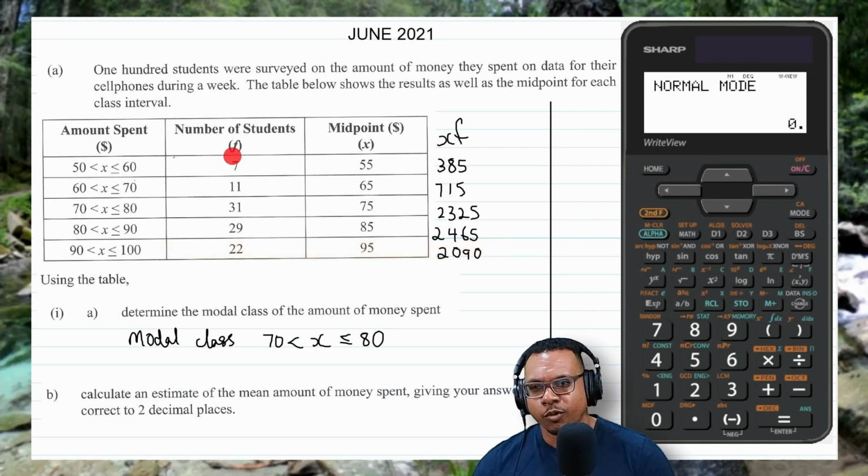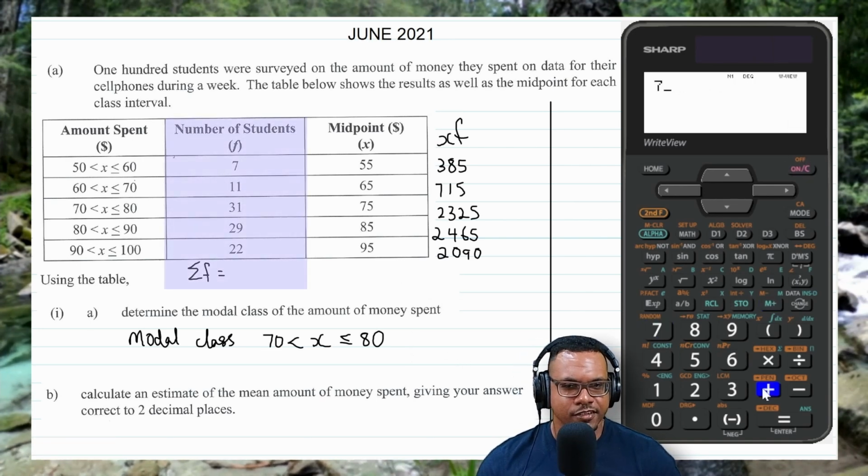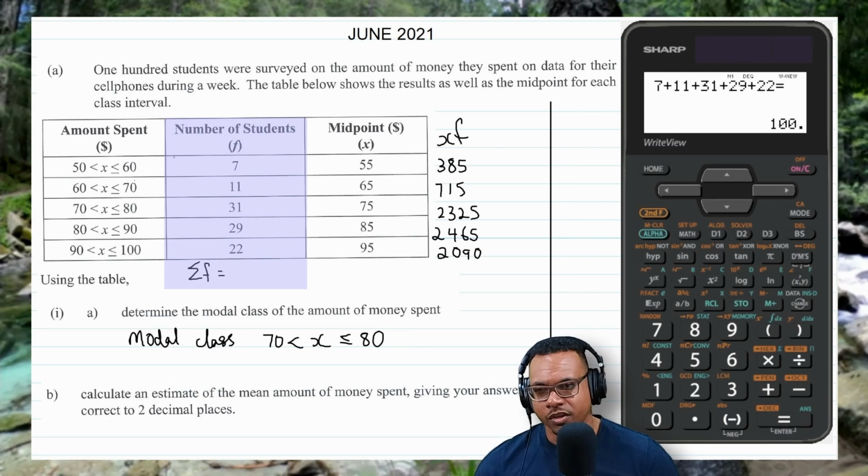So now we know we have to add up all the frequencies. So that will be sigma F. So I'll be adding up 7 plus 11 plus 31 plus 29 plus 22. And that will give 100. So we have 100 students in all.